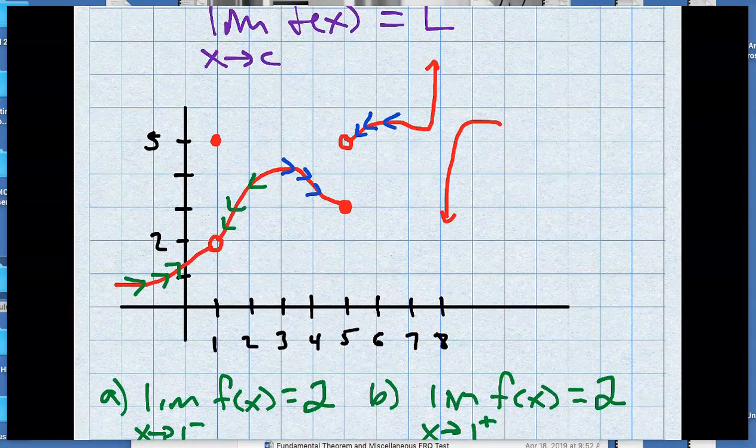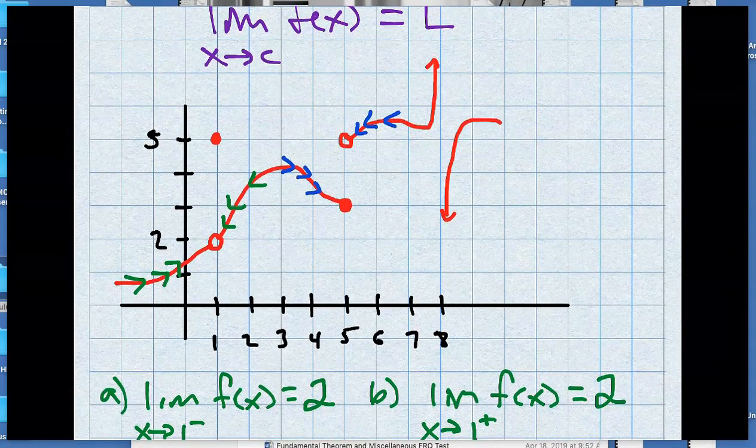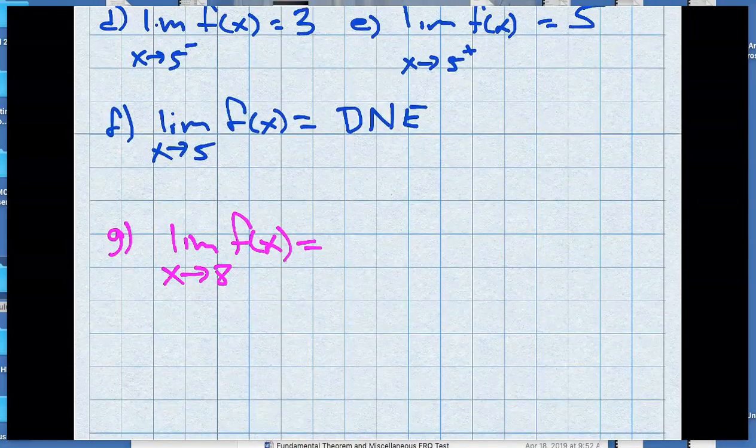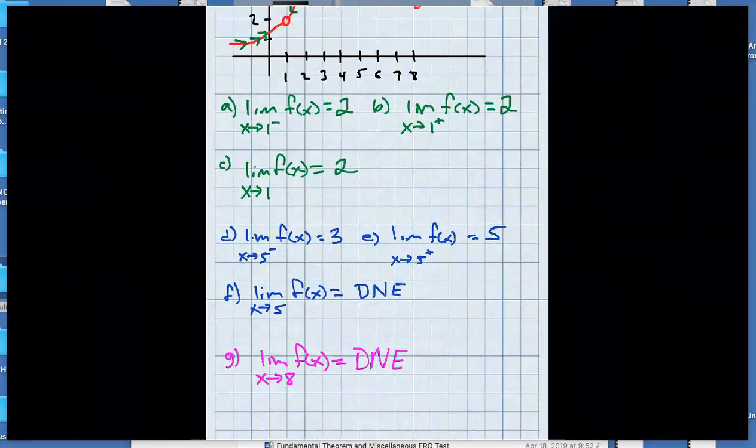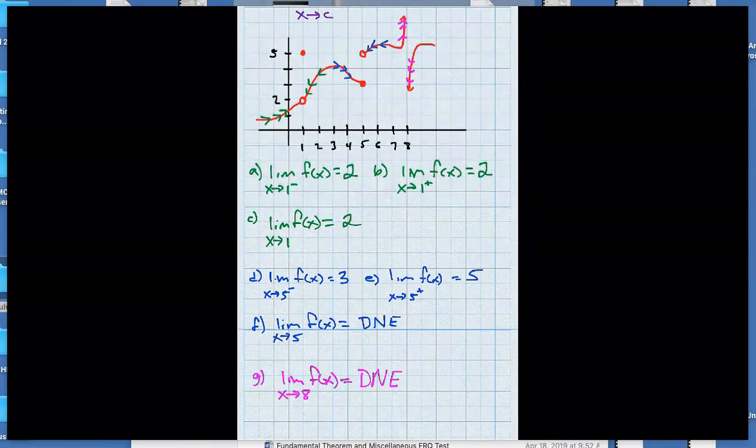Now, if we look at 8, it looks like from the left side, the graph is approaching infinity. From the right side, the graph is approaching negative infinity. So again, on that one, we're going to say does not exist. So let me scroll out. You can see the whole thing. If you needed to pause the video and examine that a little bit further, you could.